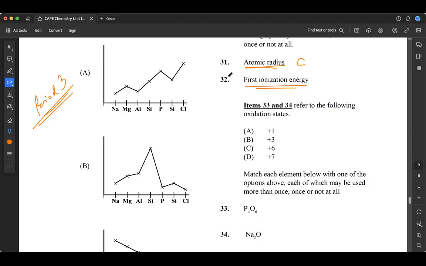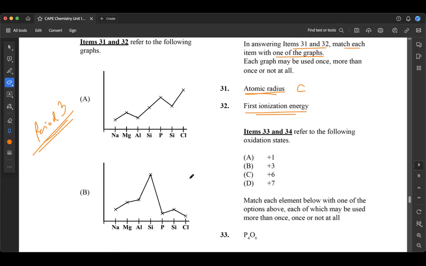32. First ionization energy, let's see. This trend doesn't really seem right. This is more of a melting point curve, so we can rule out this one. It's not B actually, it's going to be A, right?